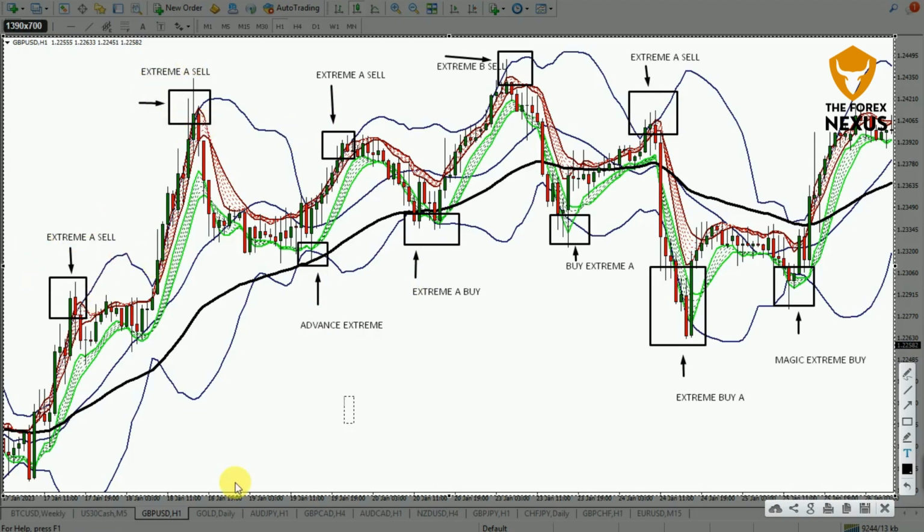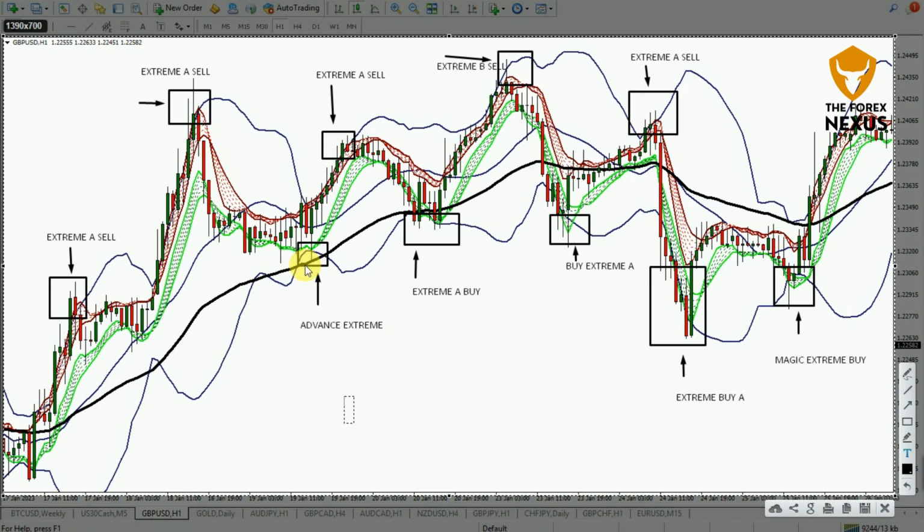Once you get the extreme point, remember this is the H1 chart, but there are many extremes, and there must be a re-entry on the H4 time frame. So the market follows its direction on H4 as well, but we get confirmation through extreme on second time frames. But before going to that, you need to know what kind of extreme it is. Remember, there are 4 types: extreme A, B, magic extreme, and advanced extreme.